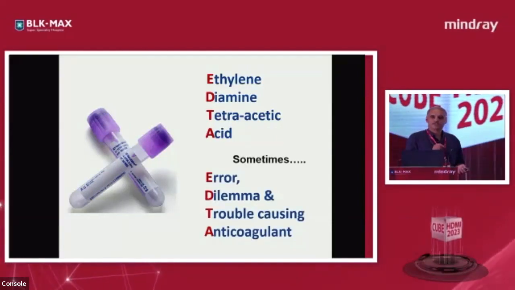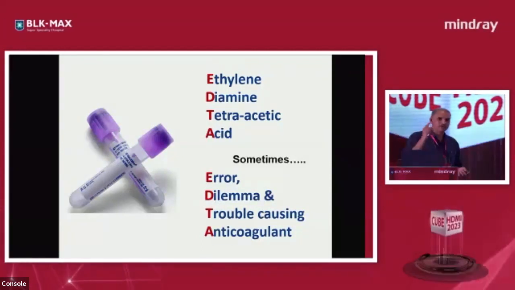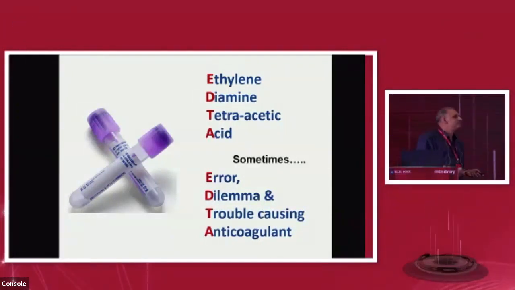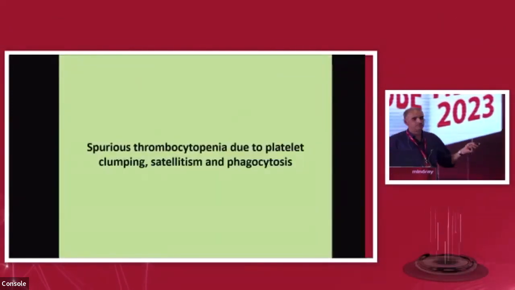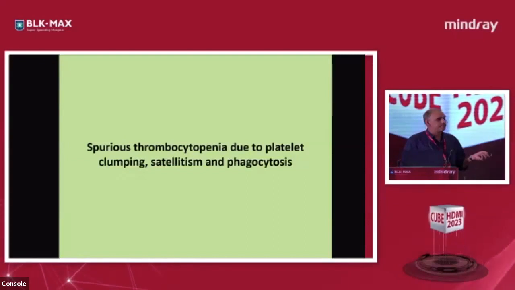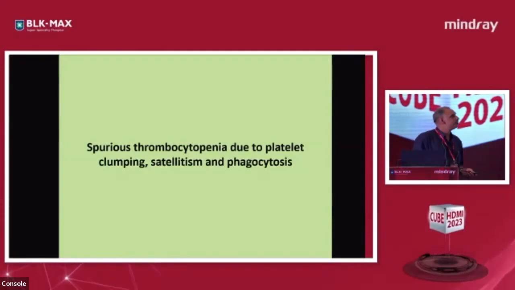It does cause us problems at times, especially with platelet counts, this clumping issue, satellitism, and I think somebody mentioned leukoagglutination. I have one case there also. I think Dr. Rahman mentioned. So our case had spurious thrombocytopenia due to platelet clumping, satellitism, and phagocytosis, a rare combination of all three together.